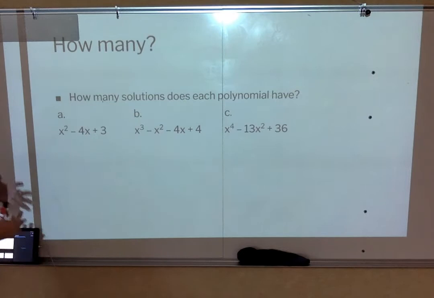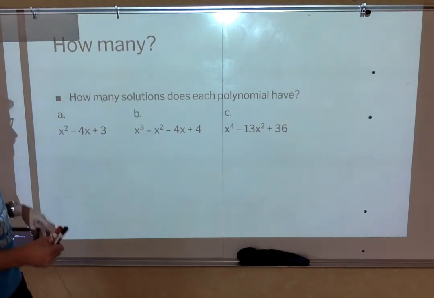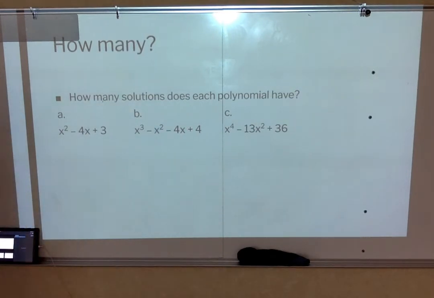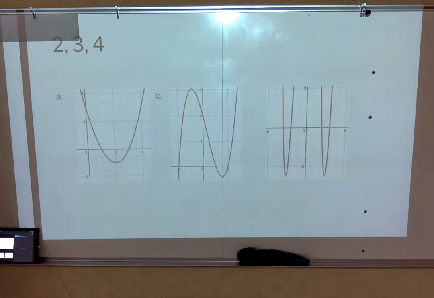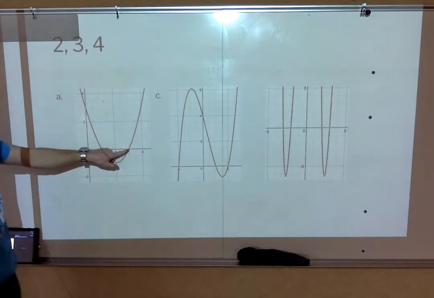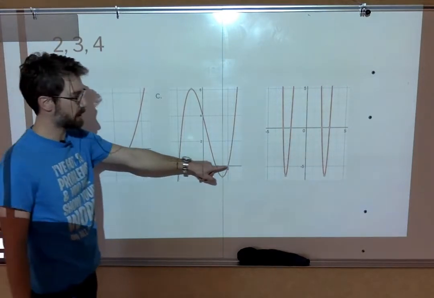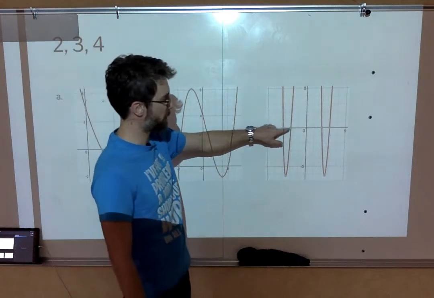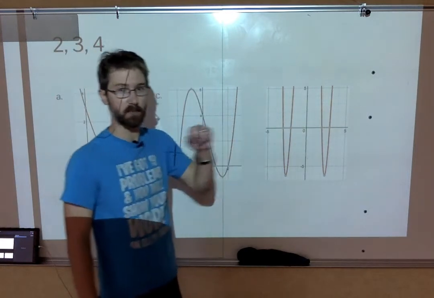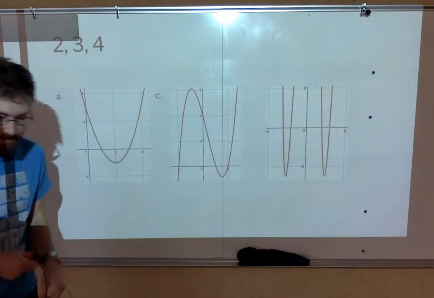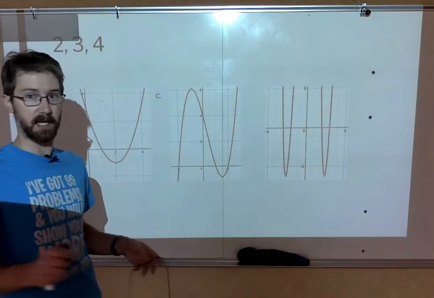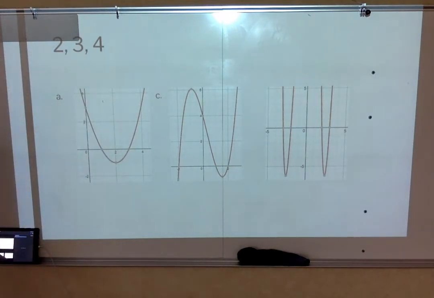I want us to make a prediction of how many solutions you think each one has. Now, we're not going to factor these out and go through all of that. I'm just going to graph them and show you. So the x squared function has 2, the x cubed function has 3, and the x to the 4th function has 4. Now that's a really important concept that's coming up in 6.6, the number of total solutions.